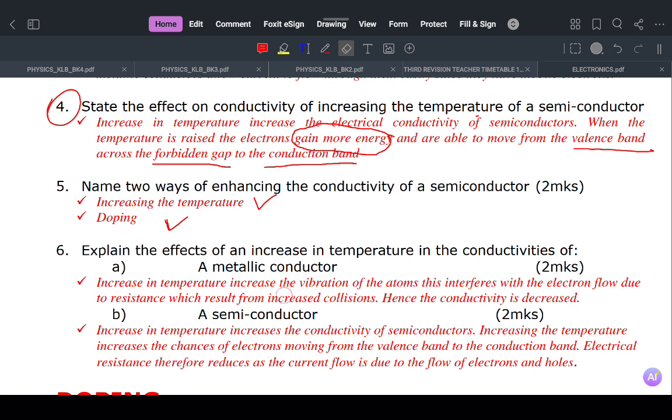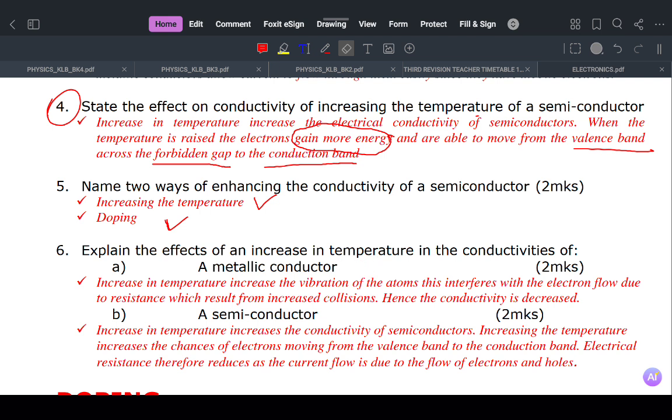If you heat the metal, the atoms in it will start vibrating, and the vibrations will interfere with the electron flow due to increase in resistance. Therefore, conductivity is going to decrease when a metallic conductor is heated.